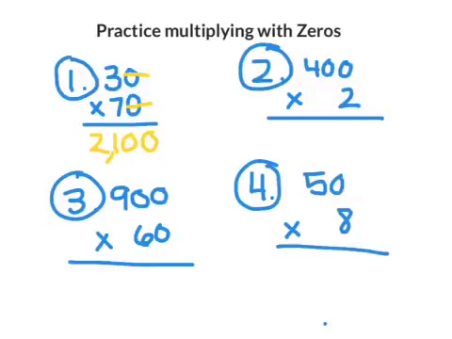Alright, let's go to number 2. I'm going to drop my zeros, so cross out my 2 zeros. I'm going to do 4 times 2, which we know is 8, and I'm going to add my 2 zeros back in.